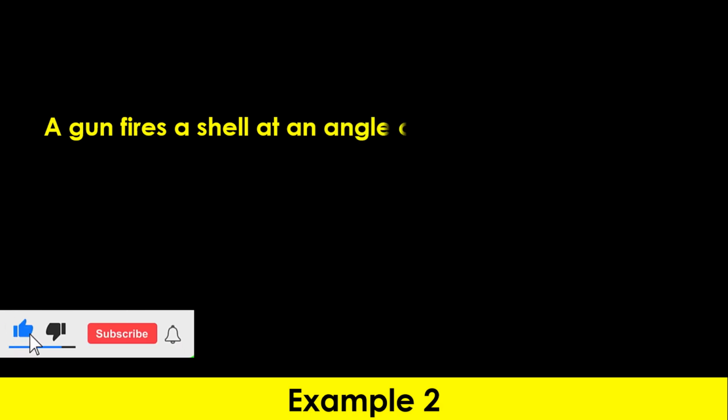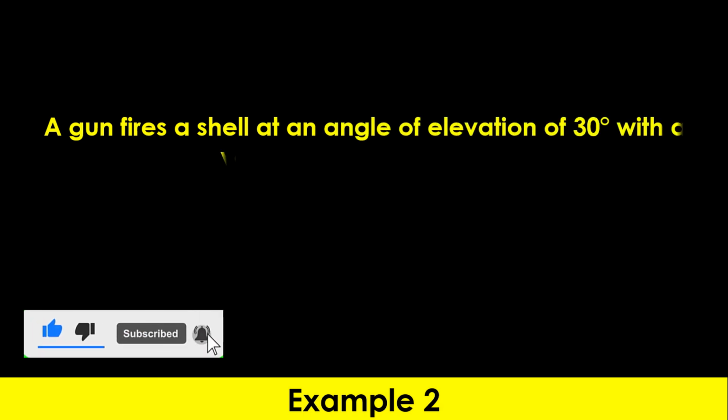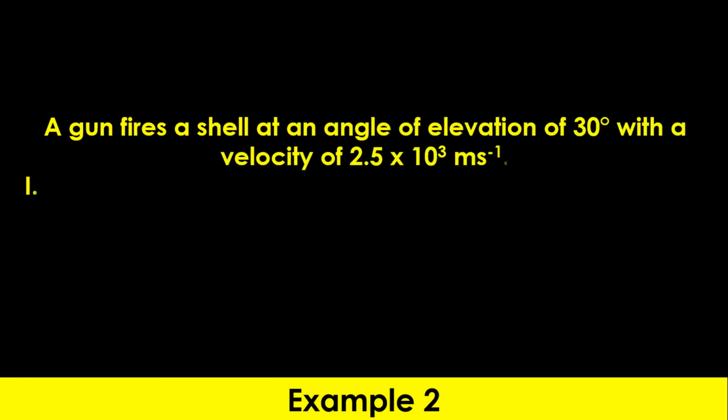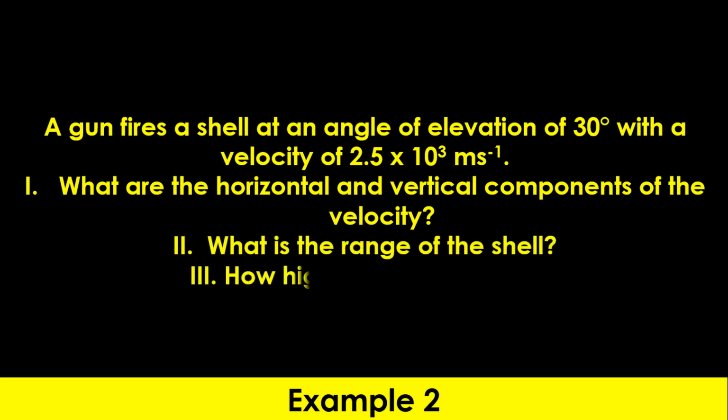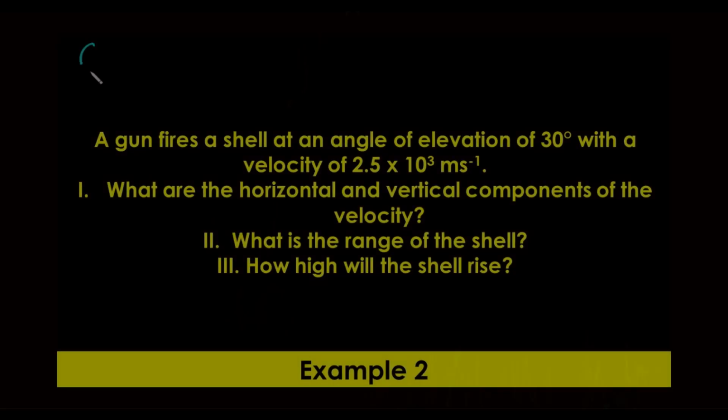Example 2. A gun fires a shell at an angle of elevation of 30 degrees with a velocity of 2.5 times 10 raised to power 3 meters per second. 1. What are the horizontal and vertical components of the velocity? 2. What is the range of the shell? And 3. How high will the shell rise?